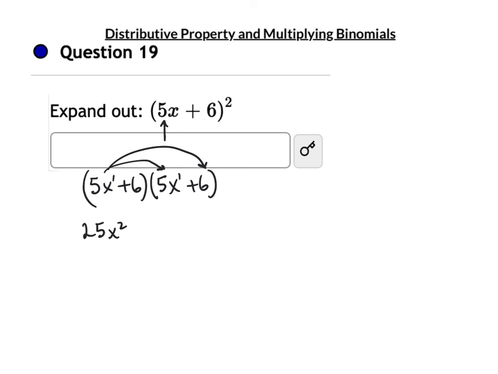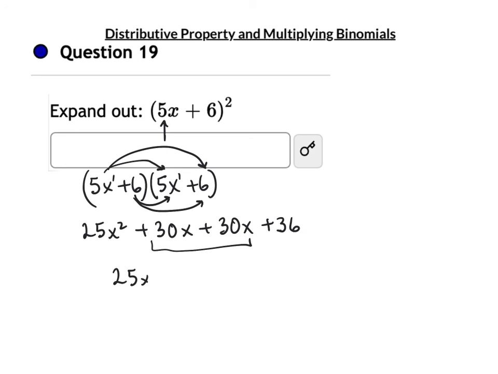5x times positive 6 is positive 30x. Now take the 6 to both. 6 times 5x is positive 30x again. And 6 times 6 is positive 36. Simplify the middle, combine like terms. 25x squared plus 60x plus 36.